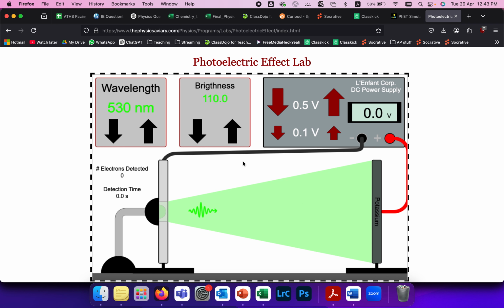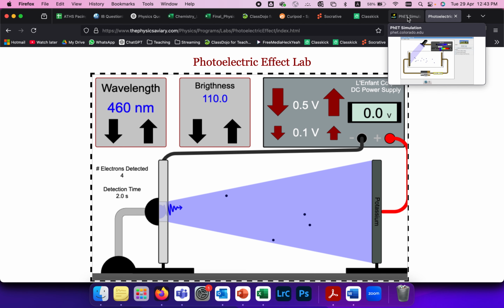Brightness, again, just to reiterate, just means more photons, which means more electrons. That's all. Same energy. Look, speed's the same. I can decrease my wavelength, which should increase my energy, thus making them faster. Let's find out. And yes, they are much faster.